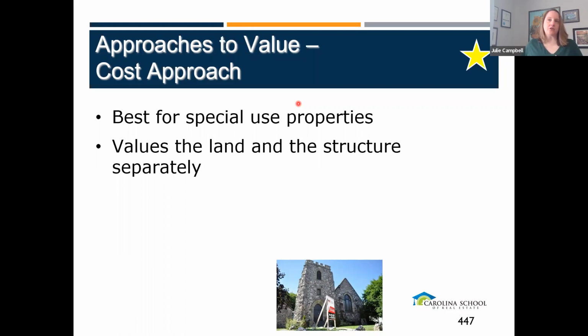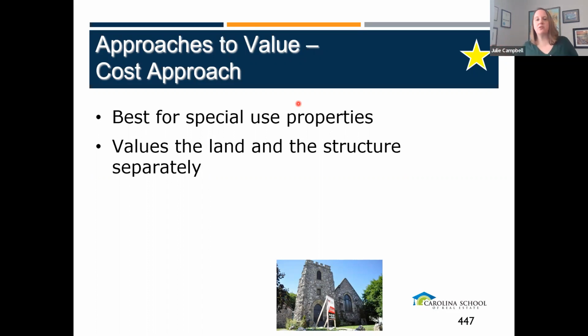If you're building a new construction community and the neighborhood next to it was built in the 60s, it's not fair to compare something that was built in the 60s to something that's being built right now. So cost approach, special use properties, that does include new construction. And what the cost approach does is it separates the land and the structure. The appraiser will put a value on the land as if it were vacant. If you were to tear the structure down and sell the land, they can do that using the sales comparison approach or another method we're getting ready to talk about.